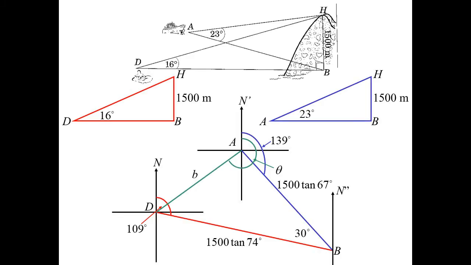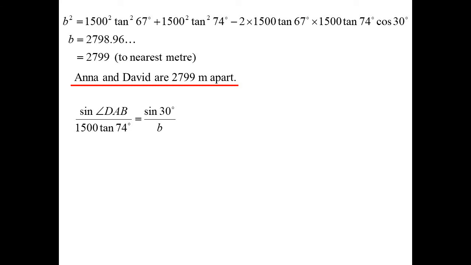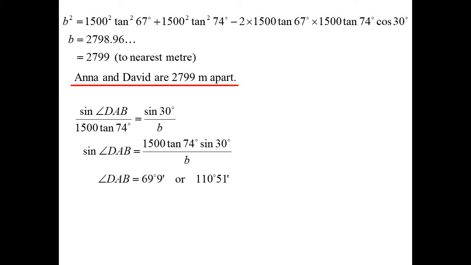Now for the bearing. How are we going to find that angle? Well, how about we find angle DAB first of all, because we know that the bearing from Anna to Mount Hope is 139. If we find angle DAB, add it to 139, and we've got the bearing that we're looking for. So all right, sine rule I'll use for this one. Now notice I've just put B there rather than the answer we found. I want to use the exact value, so I've got that stored in my calculator. So sine of DAB will be 1500 tan 74, sine 30, divided by that number I've got stored in my calculator.